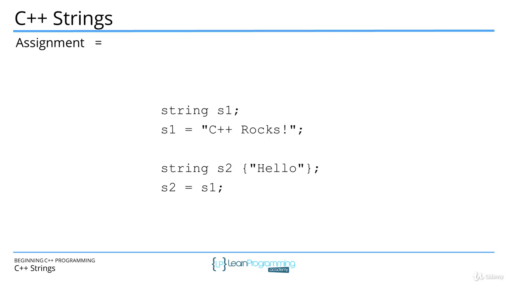In the second example, I've declared S2 and initialized it to hello. Then I assign S1 to S2. In this case, S2 will no longer contain hello. It will contain a copy of S1, C++ rocks. Let's see how we can concatenate strings together.